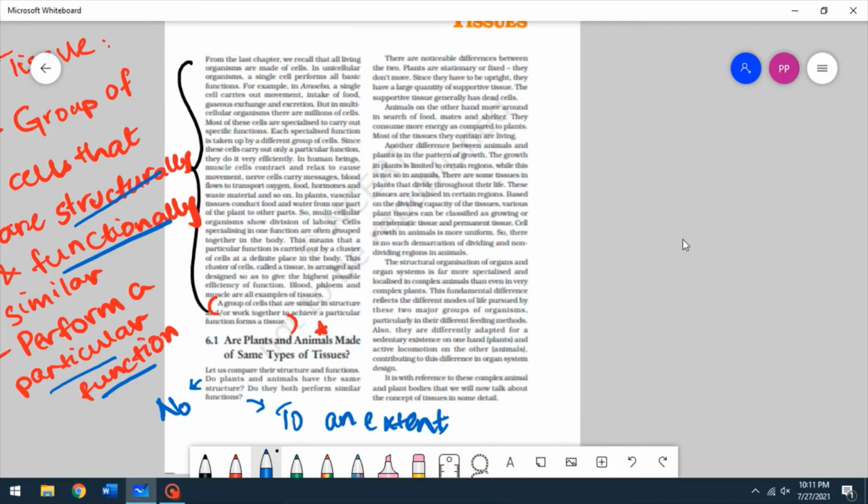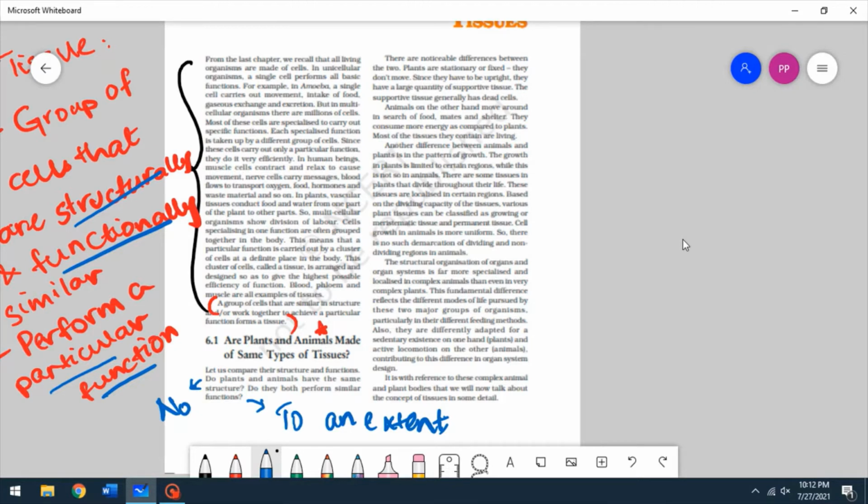Like plants don't have blood circulation, plants don't have a nervous system to think, to conduct messages. So to an extent they have similar functions, but not every function in plants and animals is the same. So there are noticeable differences between the two. Plants are stationary or fixed. They don't move about, they don't have transport to move from one place to another. They stay rooted.